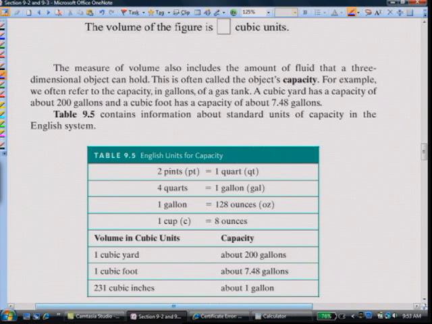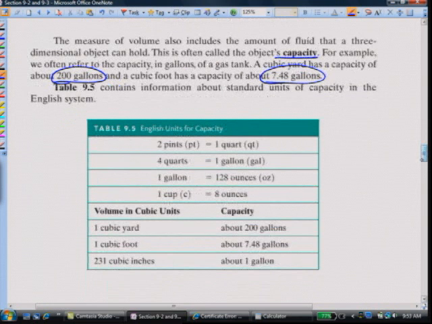So the measure of volume also includes an amount of fluid that a container can hold. That is often called the object's capacity. For example, we often refer to the capacity in gallons of a gas tank. A cubic yard has a capacity of about 200 gallons, and a cubic foot has a capacity of about 7.48 gallons. So these are kind of awkward conversions, but that's what the English system gives us, this sort of weird stuff. All right, I'll take a picture of this and put it on the website if I remember.